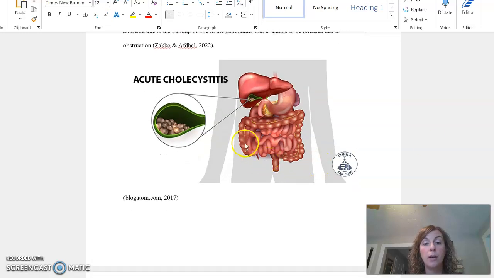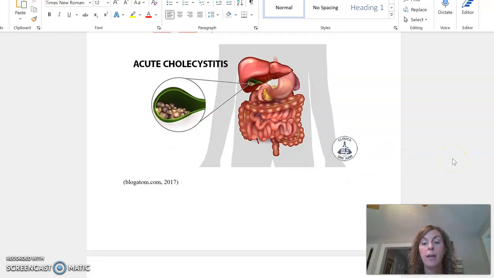And here's a picture of the small organ underneath the liver and what the gallstones look like that are sitting there blocking the flow of bile.